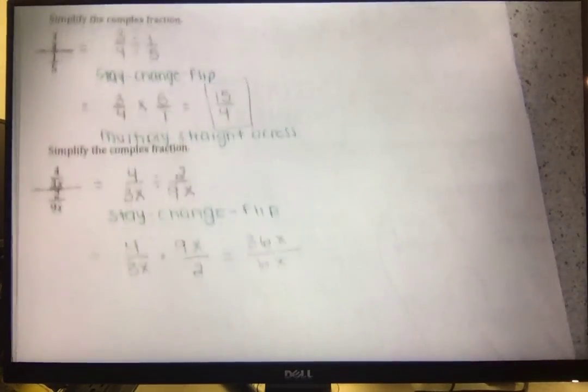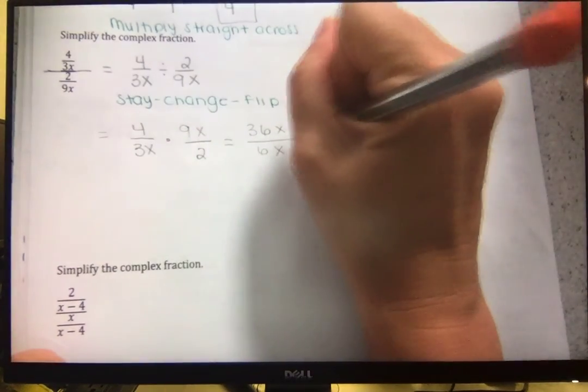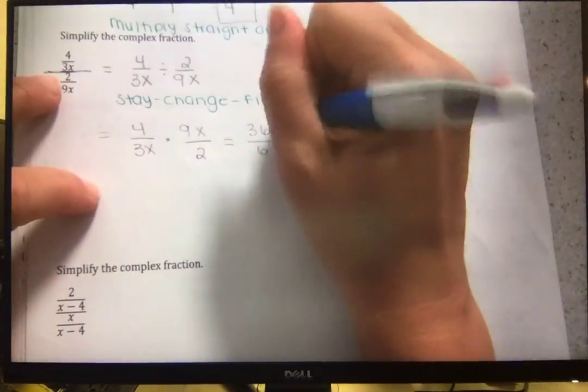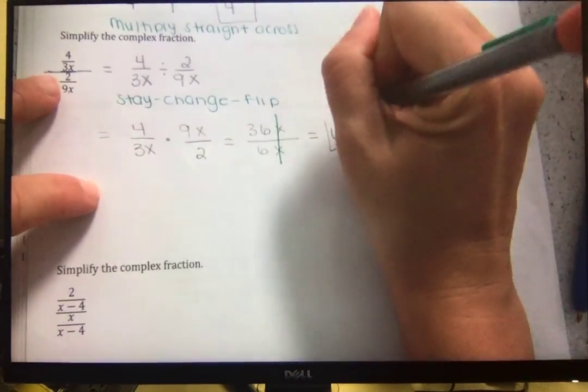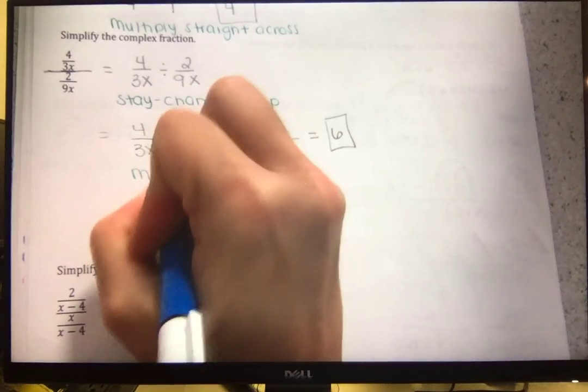6x, which simplifies. So 36 divided by 6 will give us 6. x divided by x, 1. They cancel each other out. So our final answer, just 6. Boom. So stay, change, flip, and then multiply straight across.